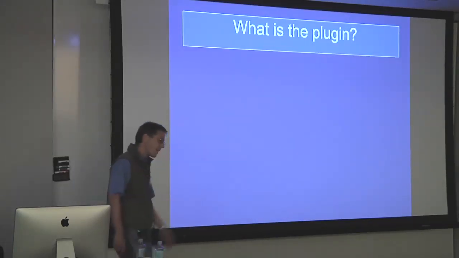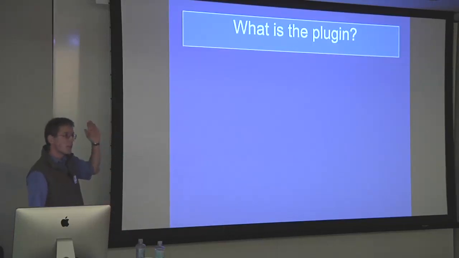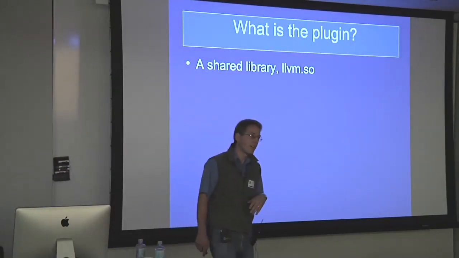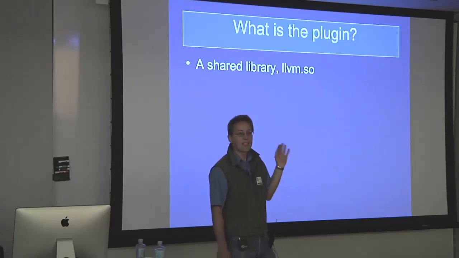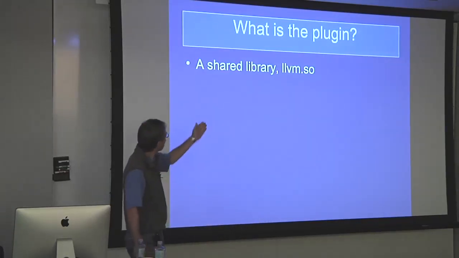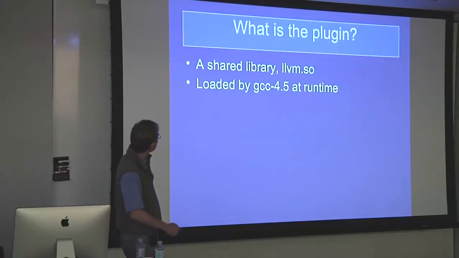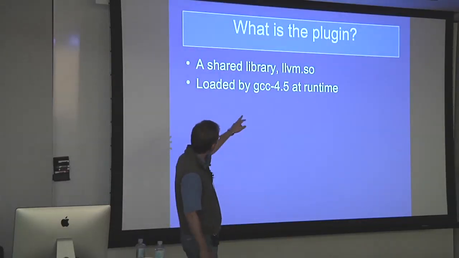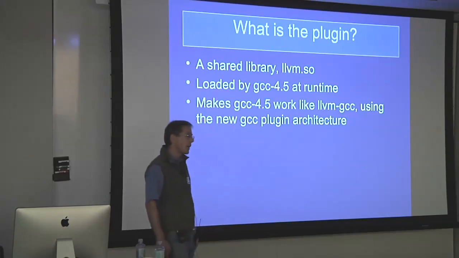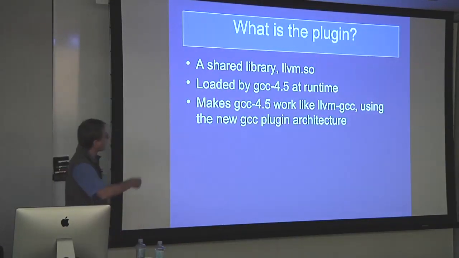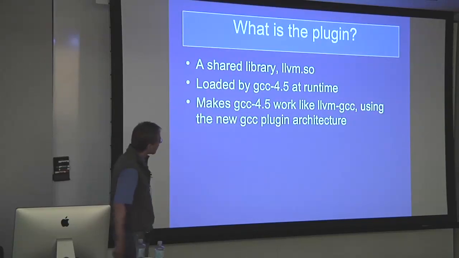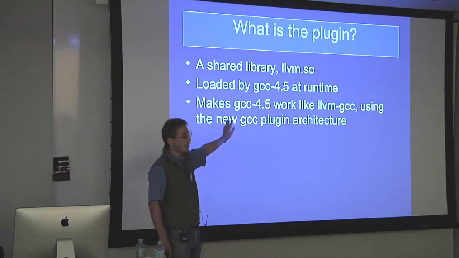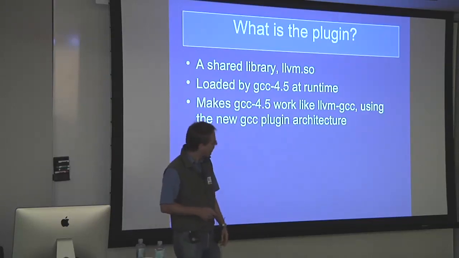Okay, so having explained LLVM, GCC, and GCC, what is this plugin thing? Well, physically, or I guess since it's in the computer, it's not very physical, it's just a shared library. Weighs in about 8 megabytes. You can just load it into GCC at runtime, GCC 4.5, because it's got this new plugin mechanism that allows you to load in things at runtime, and it just suddenly makes GCC 4.5 look and act just like LLVM-gcc.